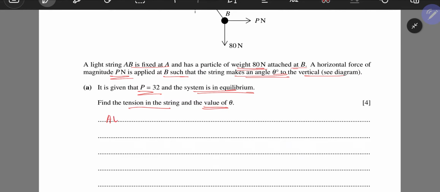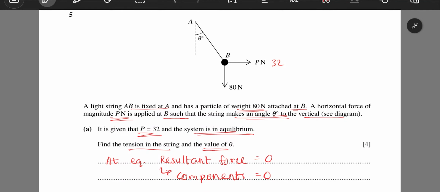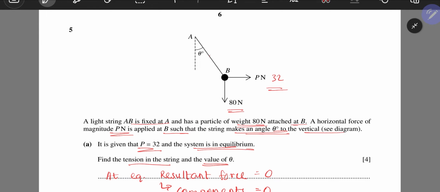We know that at equilibrium, resultant force is 0. And since resultant is 0, all the components are also 0. And they said that when P equals 32, so let's just put 32 like this. Now, what are the forces acting on the particle? The forces acting are the weight, the force P, and of course the tension. Now, the tension is at an angle theta, which they have asked to find.